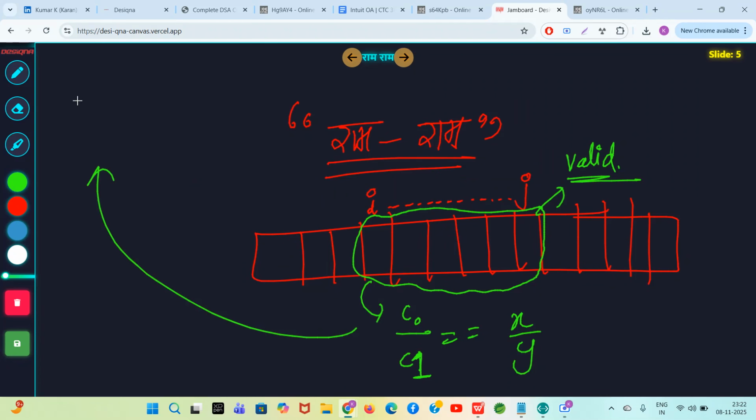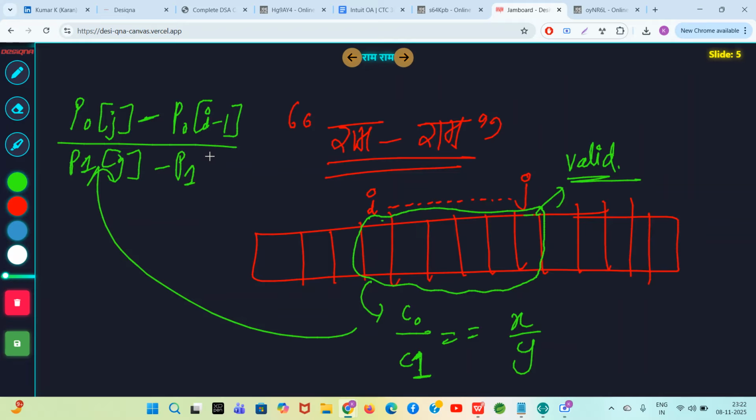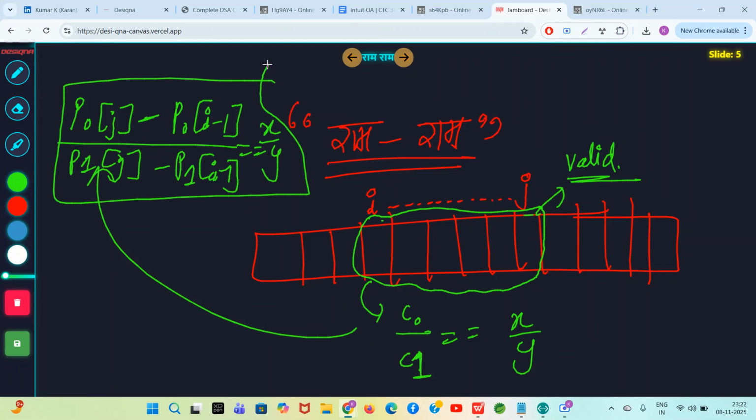So this can be written as P0j minus P0 I minus 1, divided by how many ones are there in this part I to j? P1j, number of ones from 1 to j minus number of ones from 1 to I minus 1. This needs to be equal to x by y. This equation we have formed.